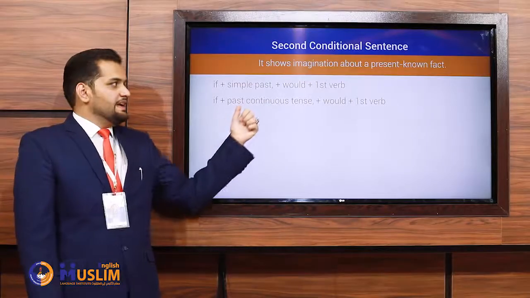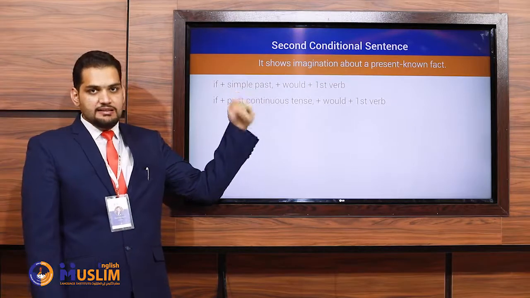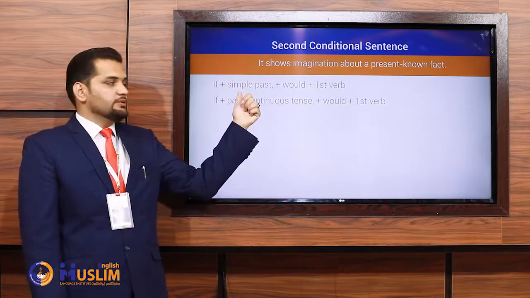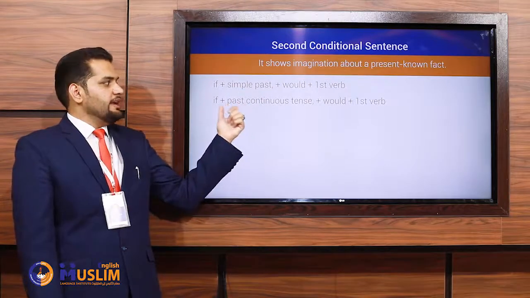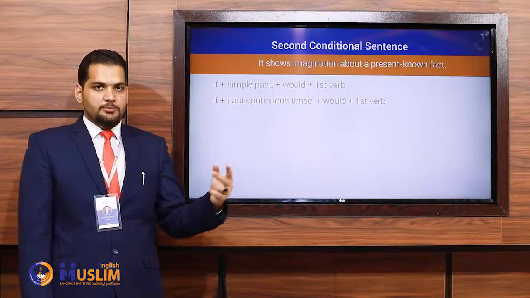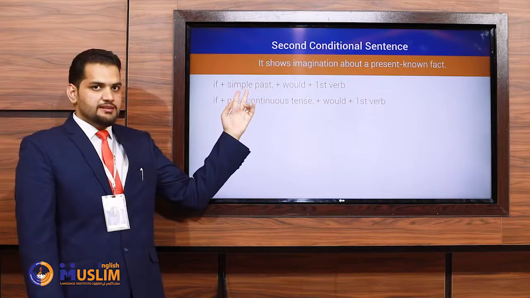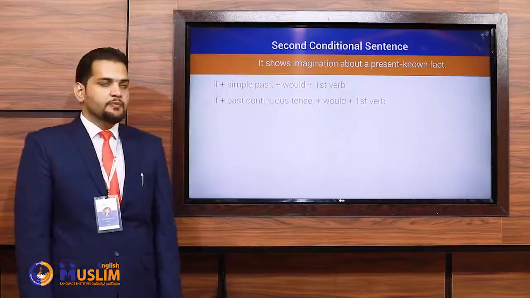If you remember, in the zero conditional sentence, we use simple present. But in this conditional sentence, we use simple past. The second structure is if plus past continuous tense plus would plus first form of the verb. So there are two options. The first one is using simple past and the second one is using past continuous tense.